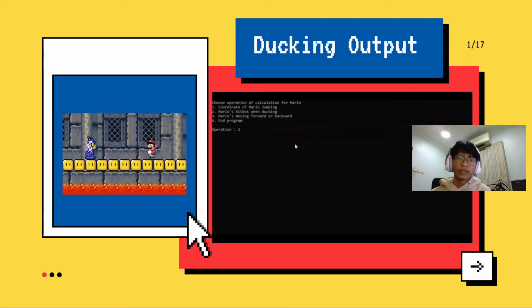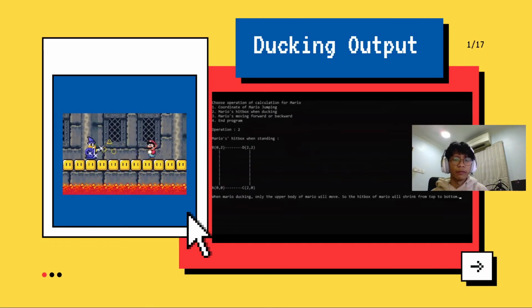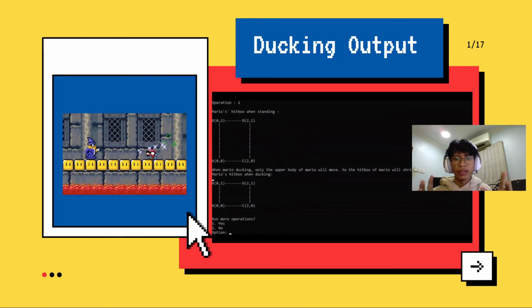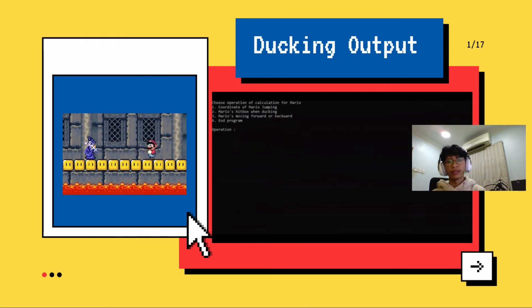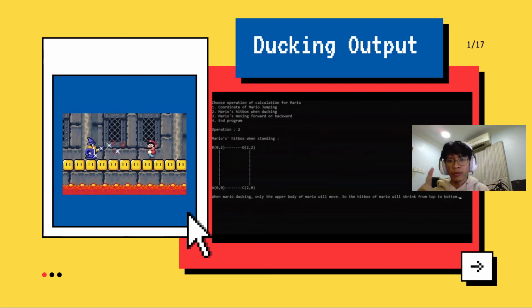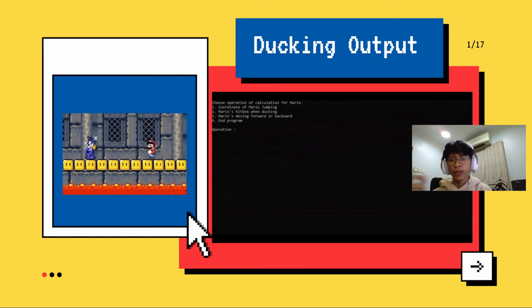The second operation is Mario ducking. We can visualize Mario as a rectangle, and we can see how it shrinks. The first one is a big rectangle where you can see the B and D y coordinate is 2. When he ducks, it will be shown as 1. And so in the video, we can see how it can be represented in the game.